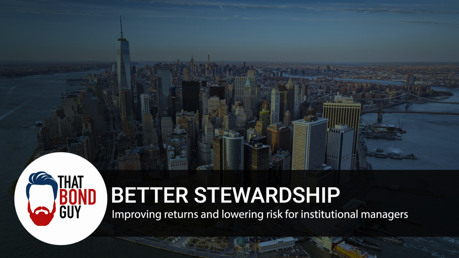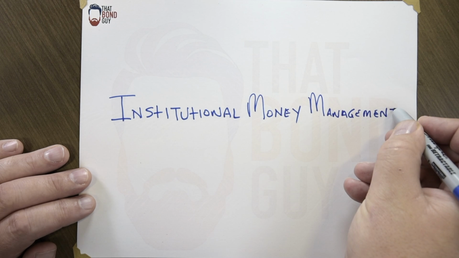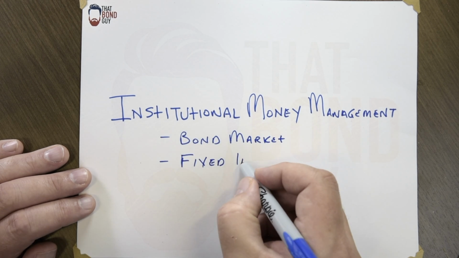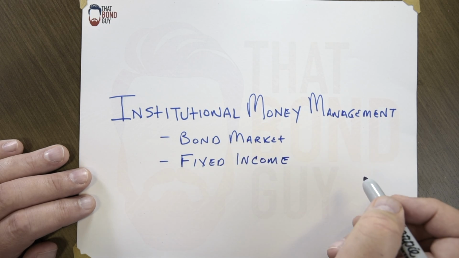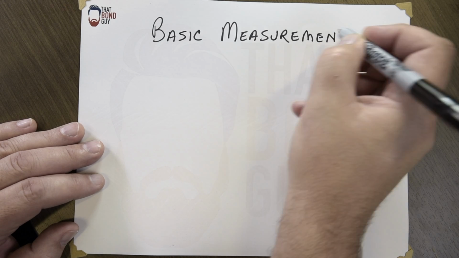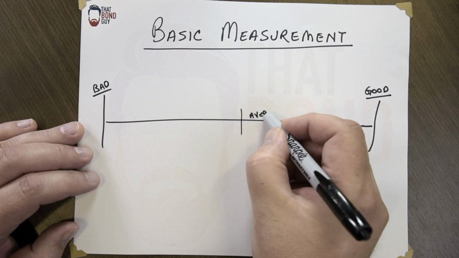As you may know, I've worked with thousands of people just like yourself to improve their professional performance and stewardship. Institutional money management. This is the bond market or fixed income securities. First thing we start with is some basic measurements. You think of good and bad and average.